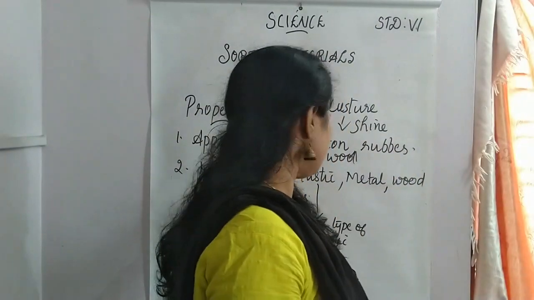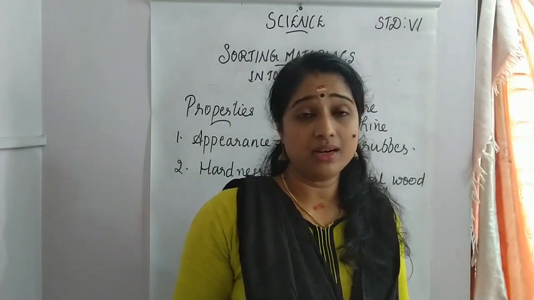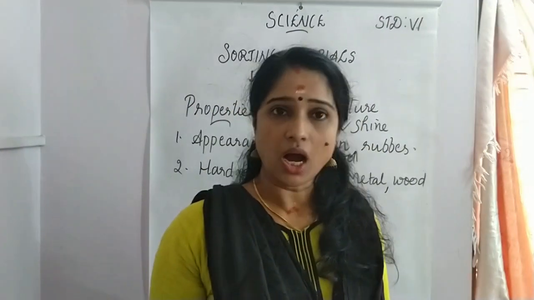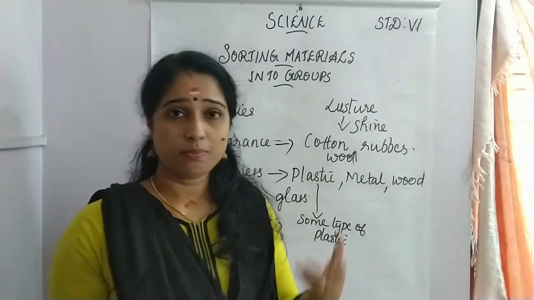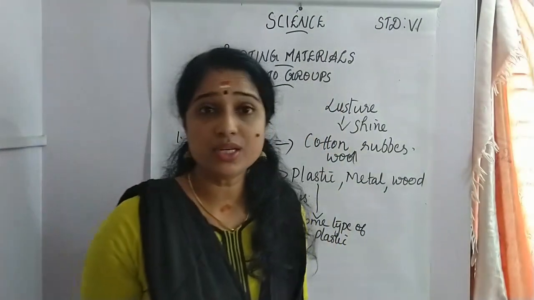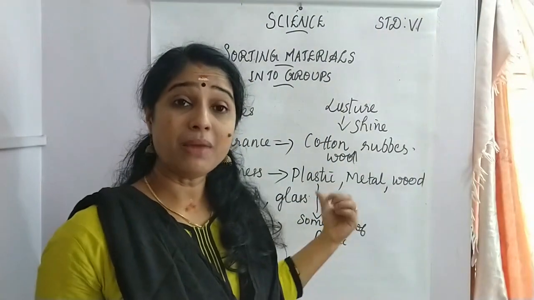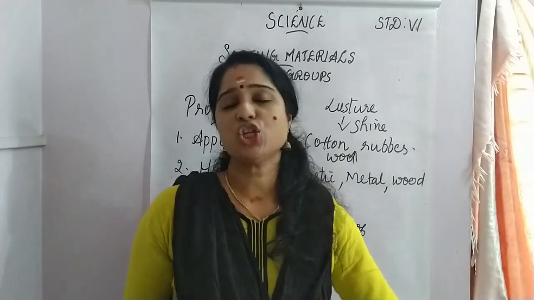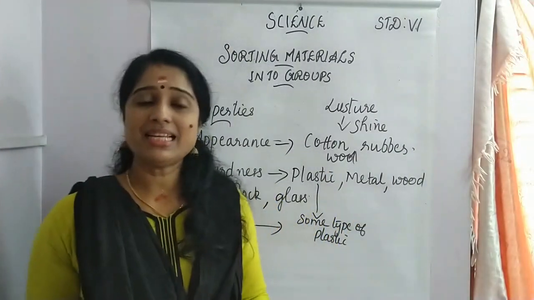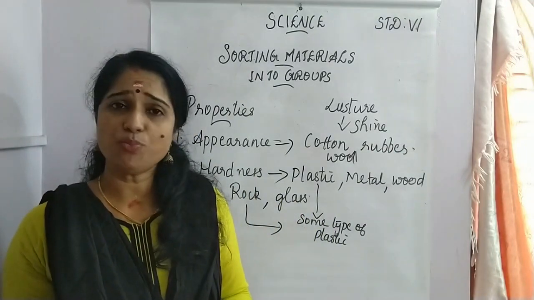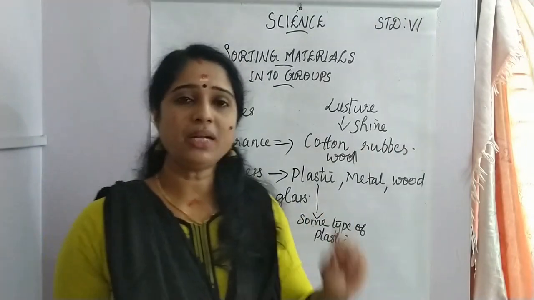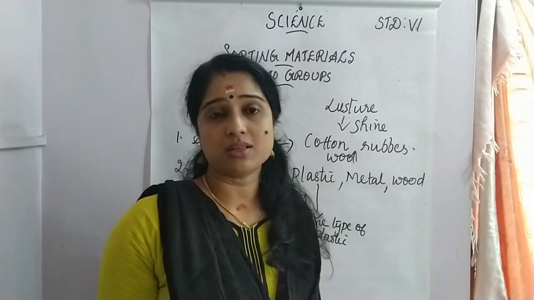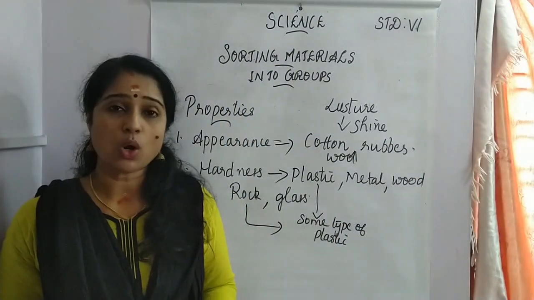So, these are the different types of materials that we can classify based on their hardness. Almost all materials are hard. Metals are hard, plastics are hard, wood is hard. So all these materials are hard, but among these some are unbreakable. That means they will not break into pieces. Wood is an example, metal is an example. But some are breakable, some type of plastic, some type of rock, and glass, of course. They can be broken down into pieces.